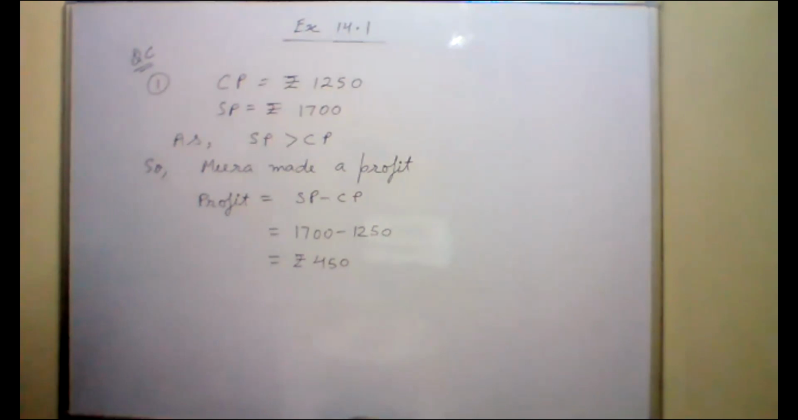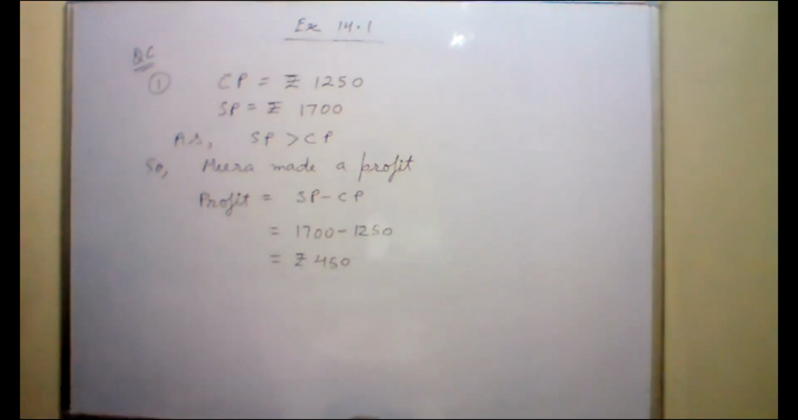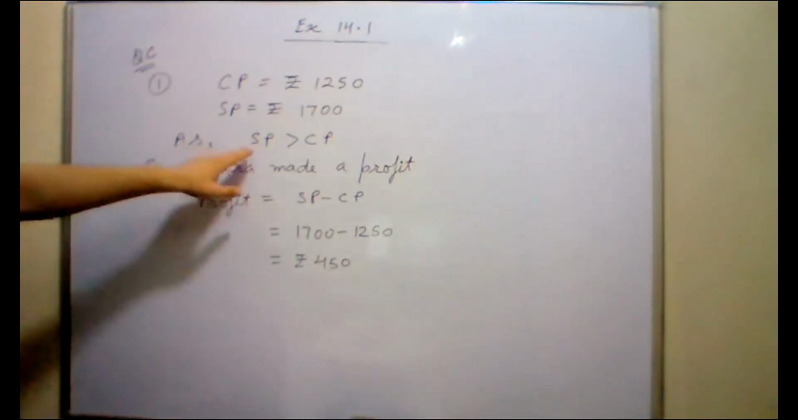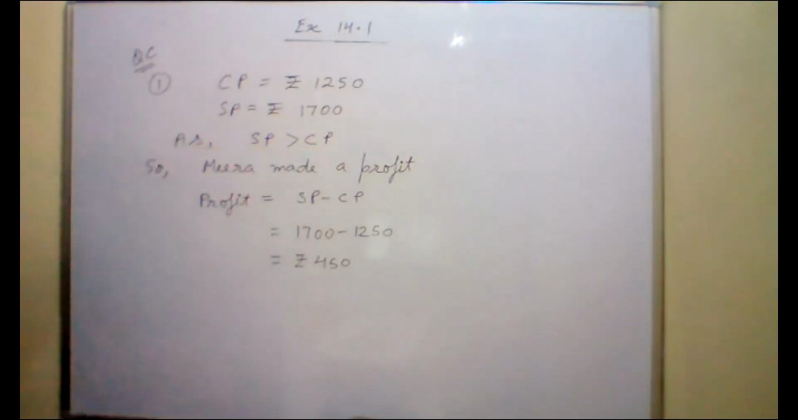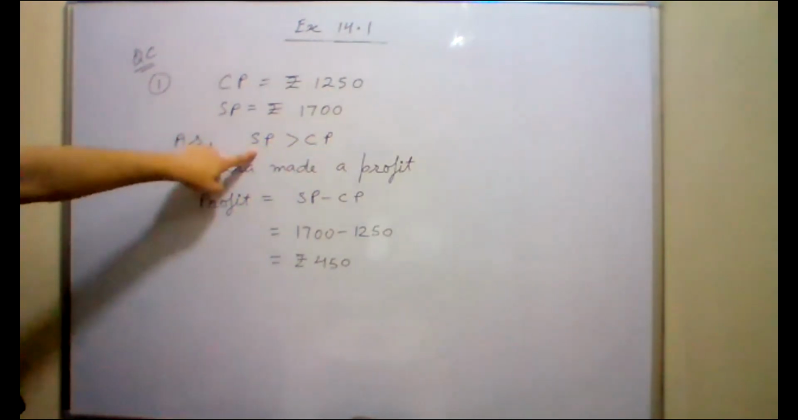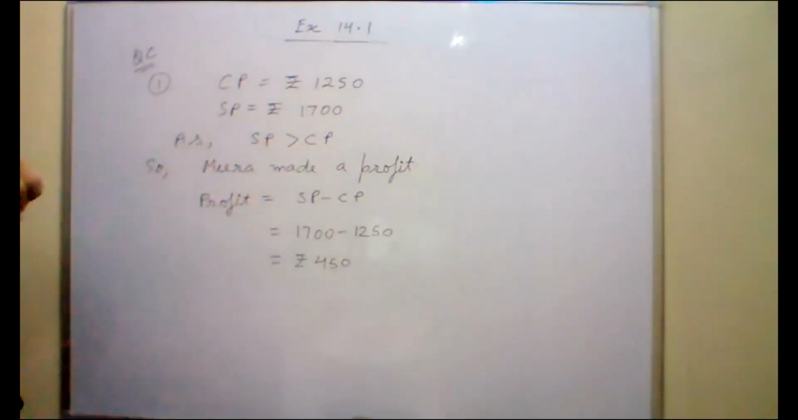Excuse me, sir. Yes, beta. Sir, in the third step, you wrote SP and CP. It was for the profit. So what will be for the loss? For loss, you will write CP is less than SP. Sorry, CP is greater than SP. Loss वाले केस में क्या होगा? CP is greater than SP.